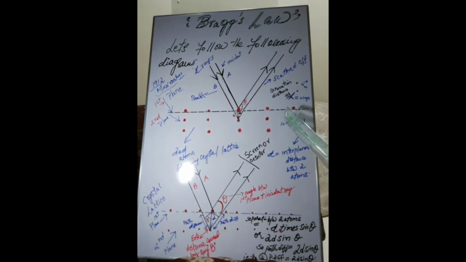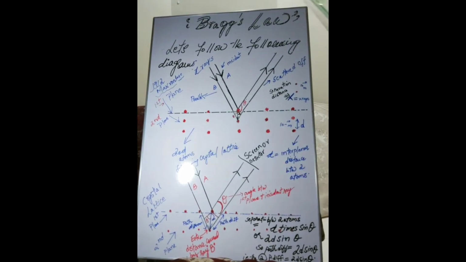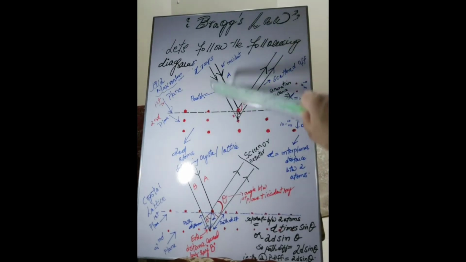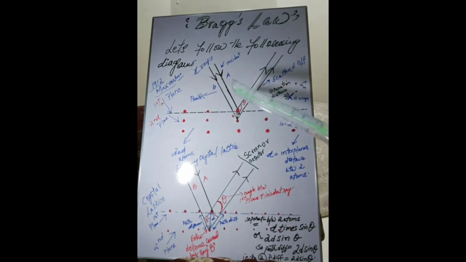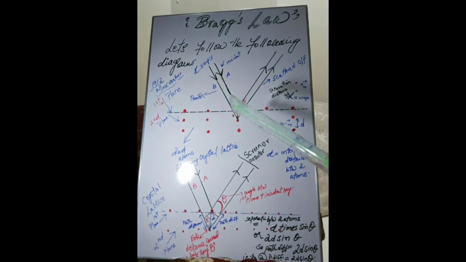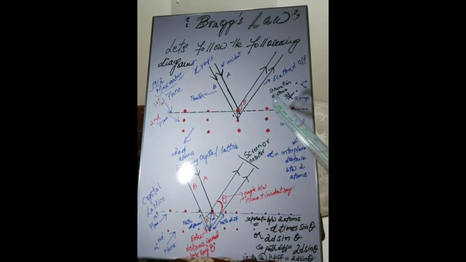Right? So now when these two rays, that is A and B, are scattered off, they will form a constructive interference. Now what type of interference is this? They are forming a constructive interference, as the difference in the distance they travel is a whole number multiple of that wavelength.